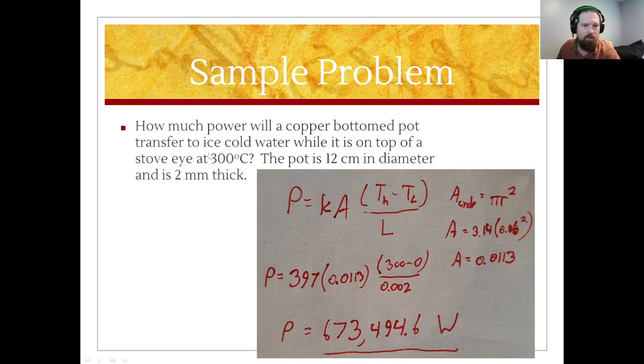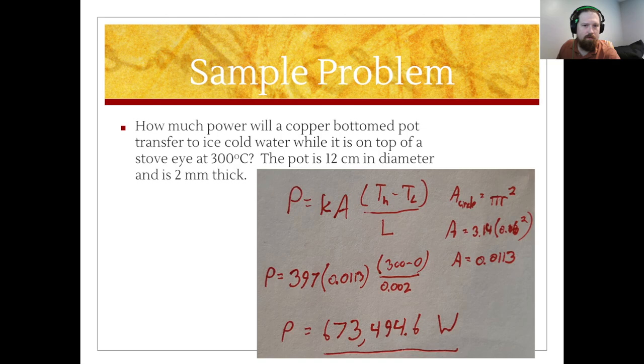We are told the temperature difference across this particular object. The pot itself, the physical pot, is placed on a stove eye. The hot stove eye is at 300 degrees Celsius, so that's going to be the hot side. Inside of the pot is ice-cold water, and ice-cold water is 0 degrees Celsius, so we do know that water's temperature. So the hot temperature on the bottom of the pot is 300 Celsius. The inside of the pot is 0 Celsius, so that's going to be our temperature gradient, our hot temperature and our cold temperature.